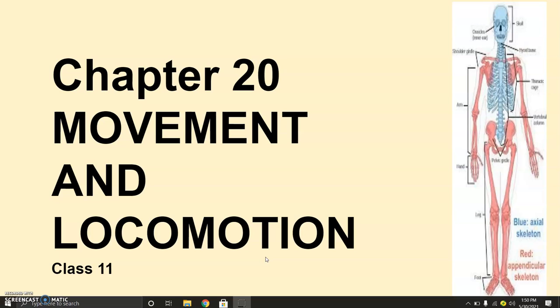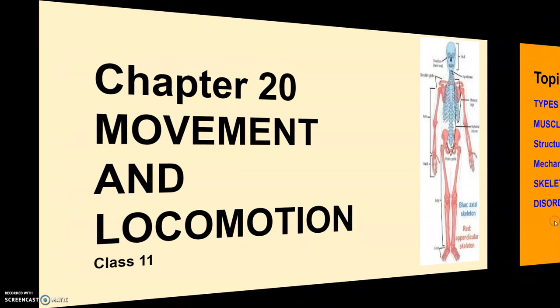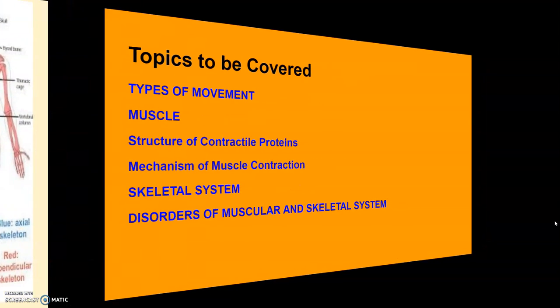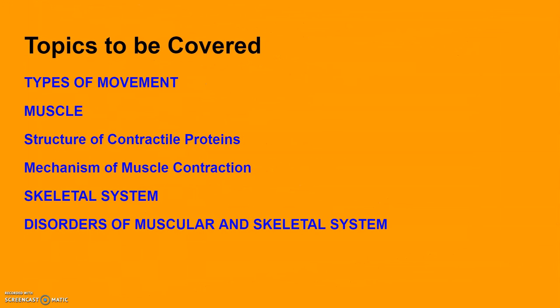So locomotion which is performed by animals is related to their habitats and the demand of the situation. Locomotion generally is for the search of food, shelter, mate, breeding grounds, favorable climate, or escape from enemies or predators. So in this chapter we'll be covering all these topics: types of movements, muscle, structure of contractile proteins, mechanism of muscle contraction, skeletal system, and disorders of muscular and skeletal system.